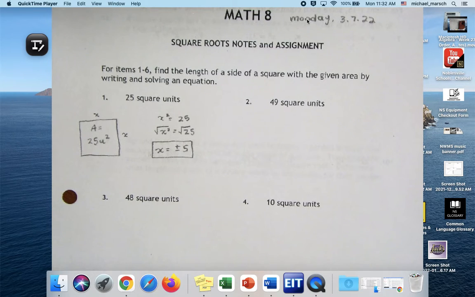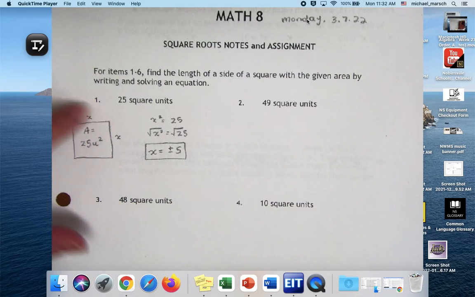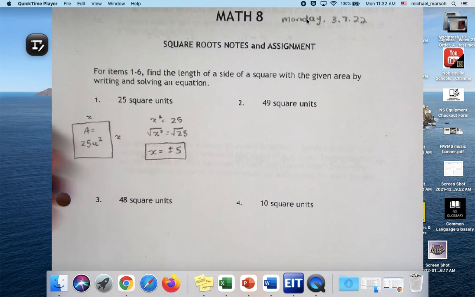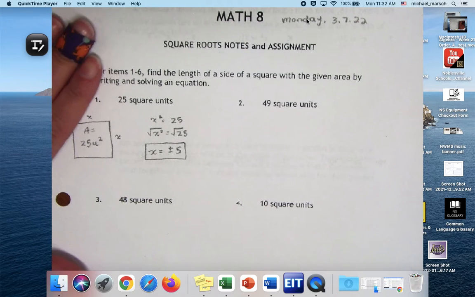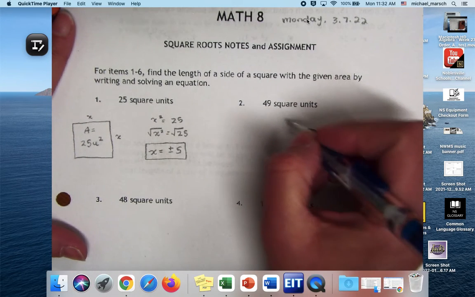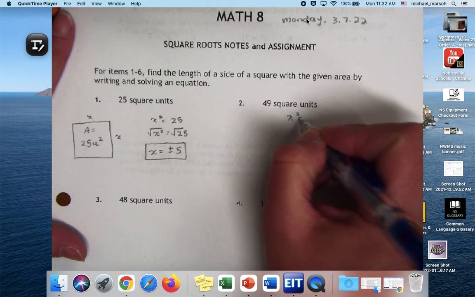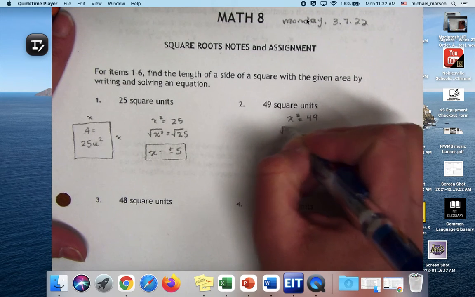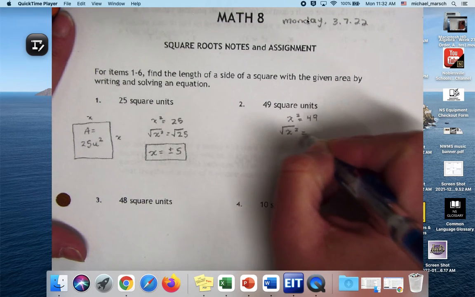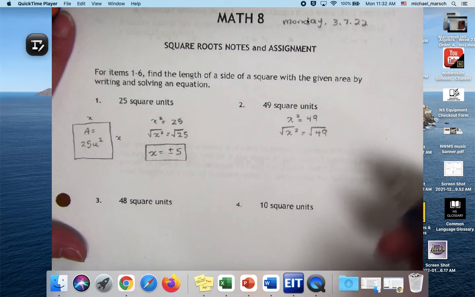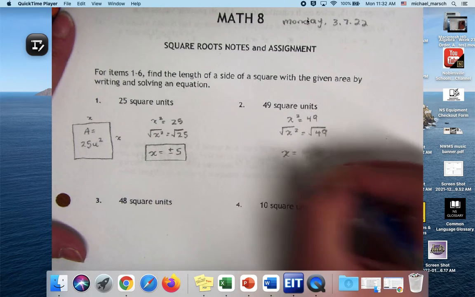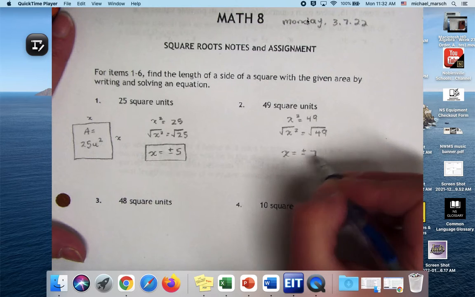Okay, so let's go ahead and do the next one. We don't need to draw, but I wanted you guys to have a visual of what this was coming from. So my equation would be x squared equals 49. Square root of x squared equals square root of 49. x equals plus or minus 7.